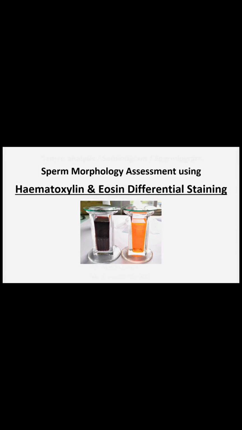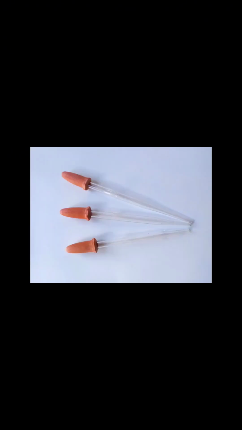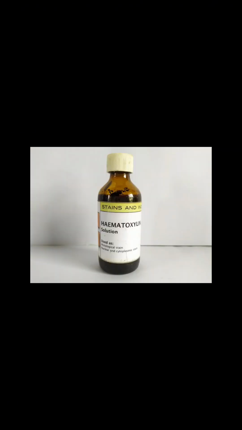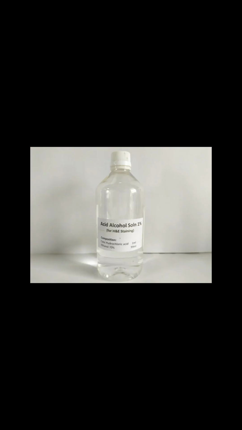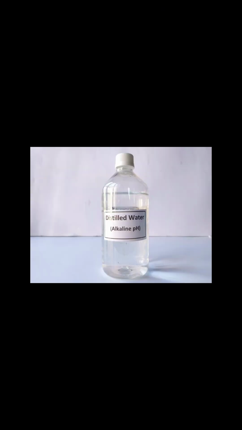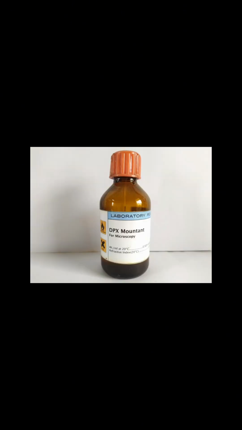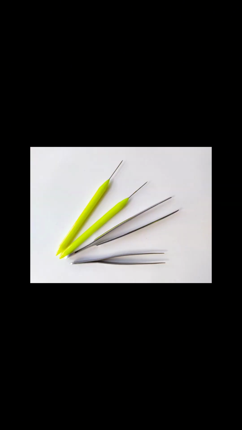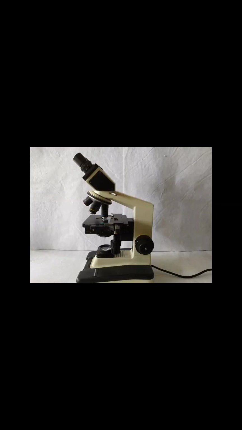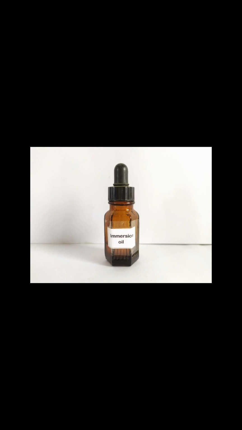For this experiment, you will need the following: freshly collected human semen sample, droppers, glass slides and cover slips, Harris hematoxylin stain, eosin stain, 1% acid alcohol solution, alkaline water or 0.2% ammonia water, 95% ethanol, absolute ethanol, xylene, DPX or Canada balsam, Coplin jars, thumb forceps and pins, compound light microscope, immersion oil.